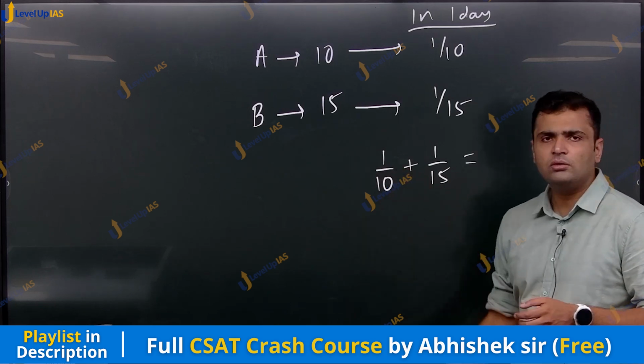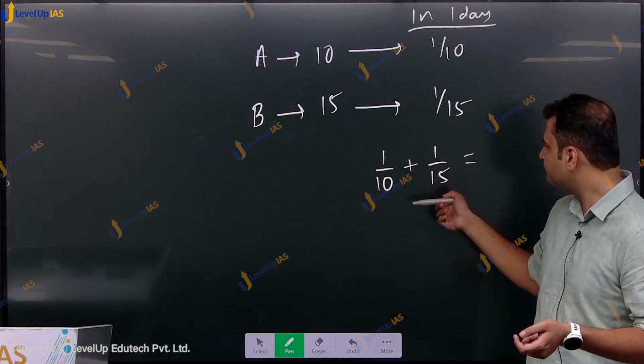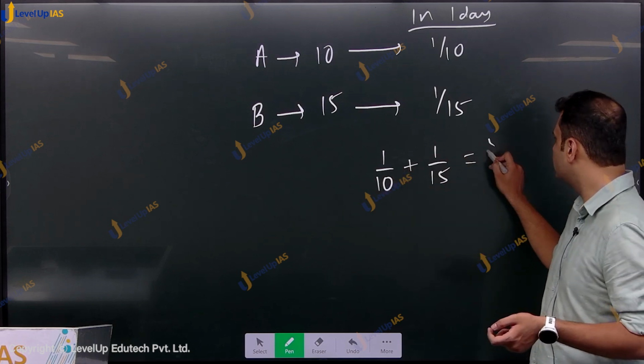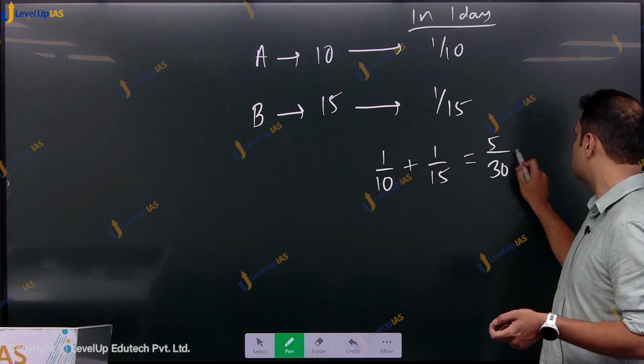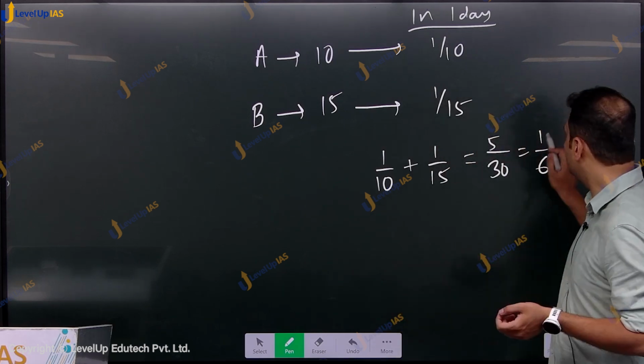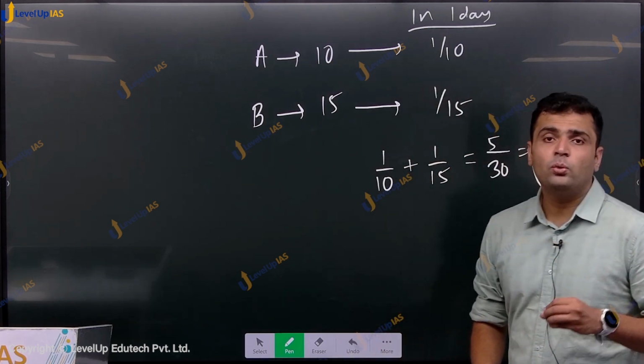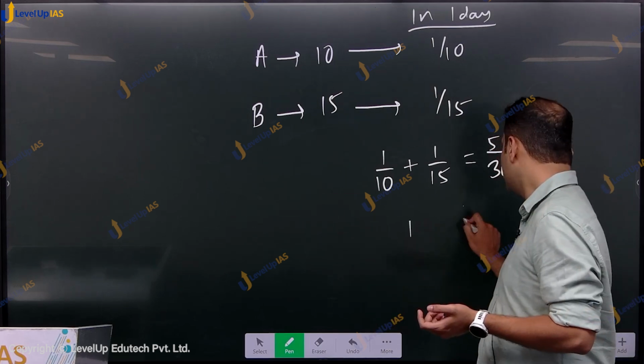So if you add the fractions, I hope you remember the LCM is 30. So 2 plus 3 is 5. 5 by 30 is equal to 1 by 6. So if they work together, they will do 1/6 of the total work in one day. So in one day, 1/6 of the work.